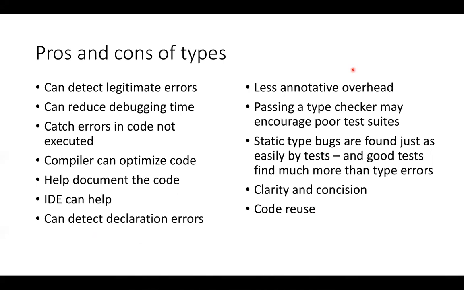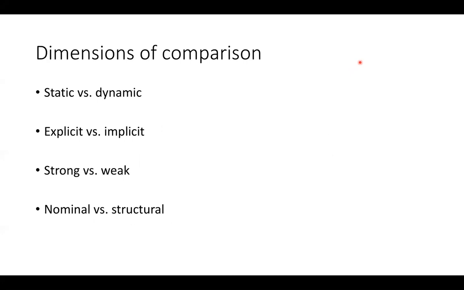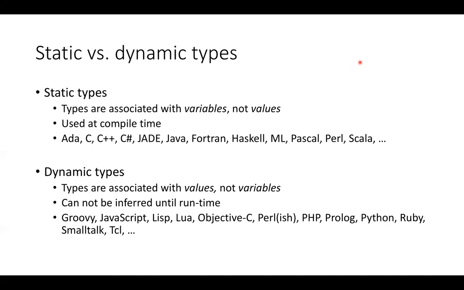Okay, so let's keep going here. We're going to start introducing some terminology now and really start digging deep into what different languages think about types. And as I said in the introduction, we're going to talk about these four different dimensions: static versus dynamic, implicit versus explicit, strong versus weak, and nominal versus structural. So let's start with static versus dynamic.